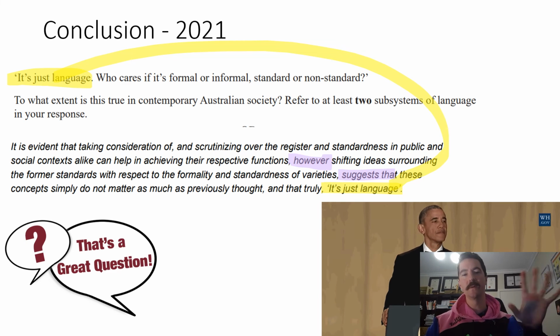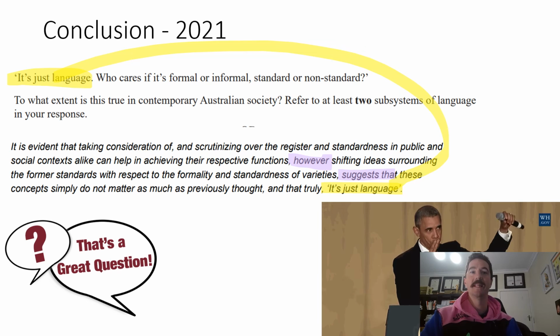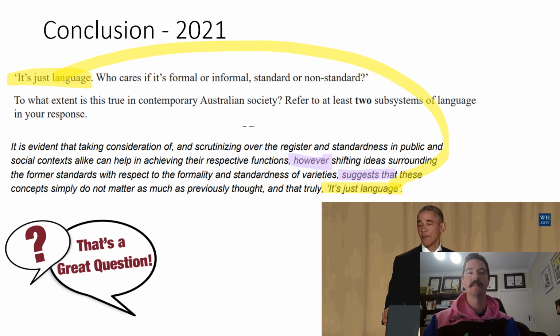You aim for a conclusion. You want to be doing a mic drop, leave them with something to think about. And this one's done it especially well because the essay question is, it's just language. Who cares if it's formal or informal, standard or non-standard? And their very last line is, it's just language. So that's a nice little chef's kiss, mic drop.